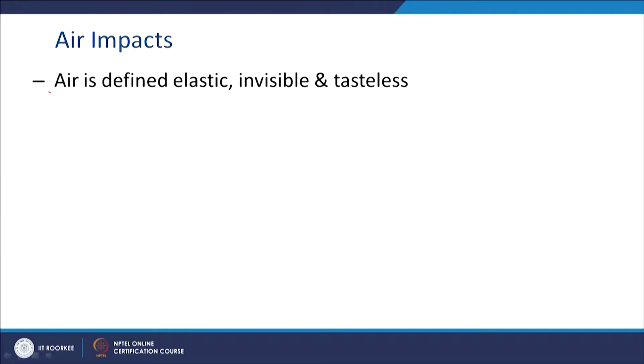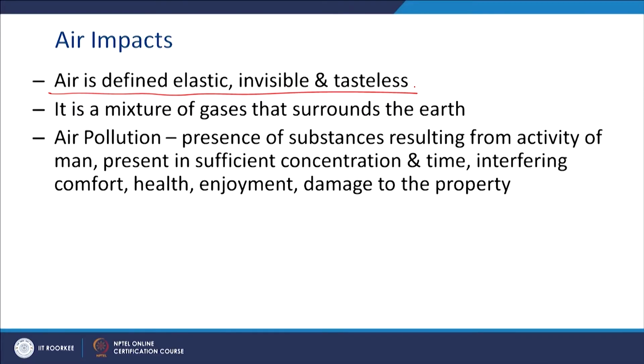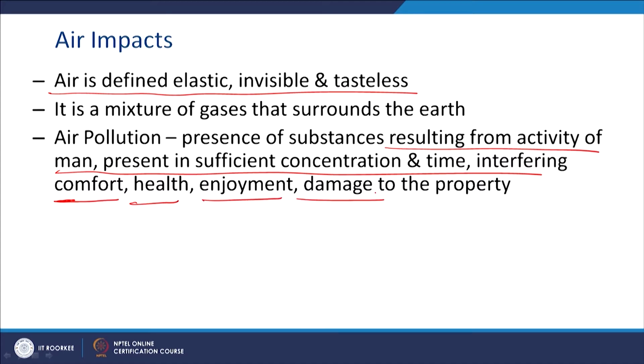Because of this bad air, there are various implications and impacts. For example, air is usually defined as elastic, invisible and tasteless, but there could be a very adverse effect of air if it is not pure and is contaminated with pollutants. It is a mixture of gases that surrounds the earth. Air pollution can result from the activity of man, present in sufficient concentration and time, and it can affect your comfort, health, enjoyment, and cause damage to property, etc.